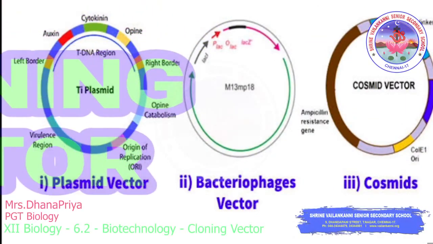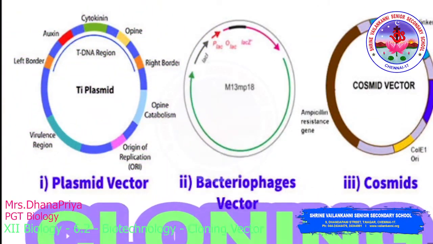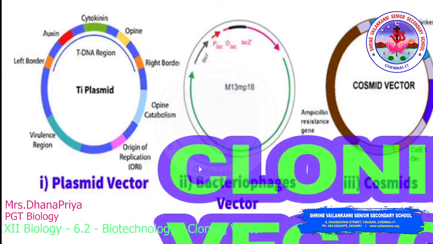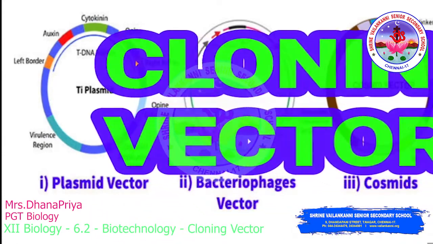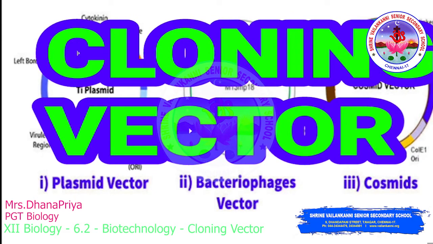Hello students. Last class we were discussing the tools of recombinant DNA. Today we are going to discuss the cloning vector. A cloning vector is a small piece of DNA that can be stably maintained in an organism and into which foreign DNA fragments can be inserted for cloning purposes. Cloning means making a number of copies.